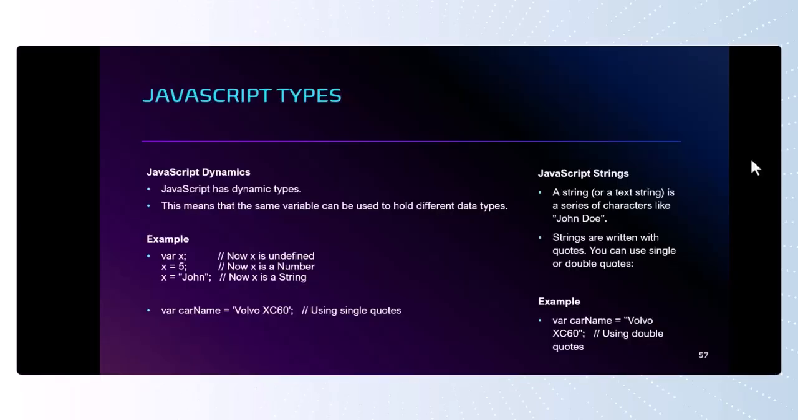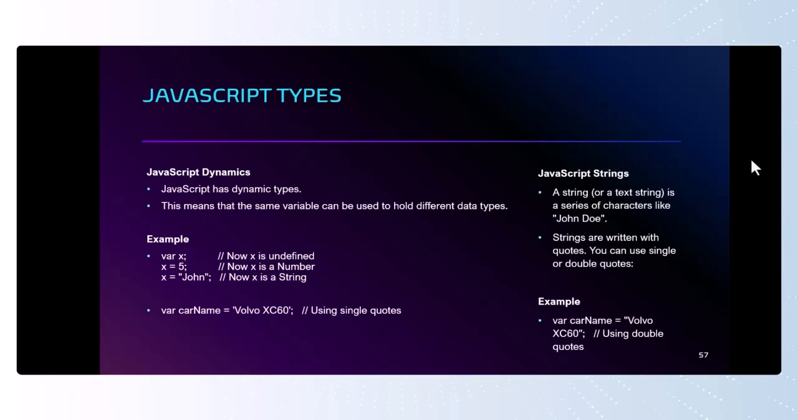So JavaScript has dynamic types. It means that the same variable can be used to hold different data types. So if we first define something like var x, and we don't tell it what it equals, then it's undefined. And then once we set it equal to 5, it would be a number. If we set it equal to John, it would then be a string. So it changes types. It's dynamic. It's not stuck with the original type that it was.